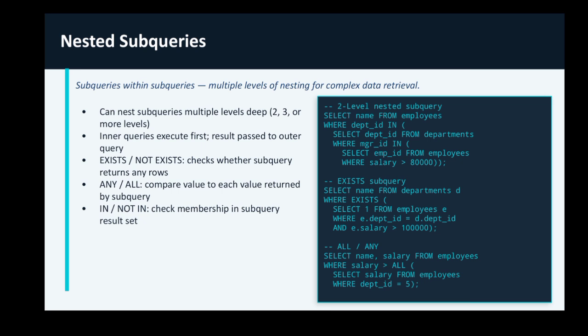Nested subqueries take this further. We can have subqueries inside subqueries, multiple levels deep. The innermost query executes first and its result is passed upward to the outer query. The key operators used with nested subqueries are exists or not exists, any or all, in and not in. The 2-level example on screen finds employees whose departments are managed by high earners. A real-world HR use case, queries that would be very difficult to write without nesting. The exists and all examples show how fine-grained control over set comparison is possible.